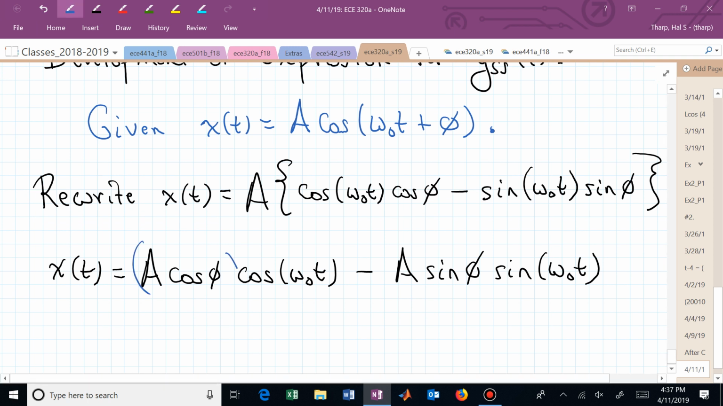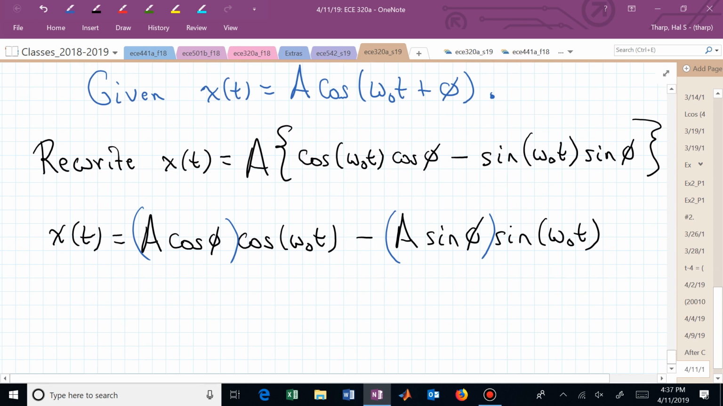where these are really just constants. Phi is a fixed value. We take the cosine or sine of that. That's a number, and we scale it with A. This is now just a constant, as is this. They're not the same constant, that's why I'm calling them constants.